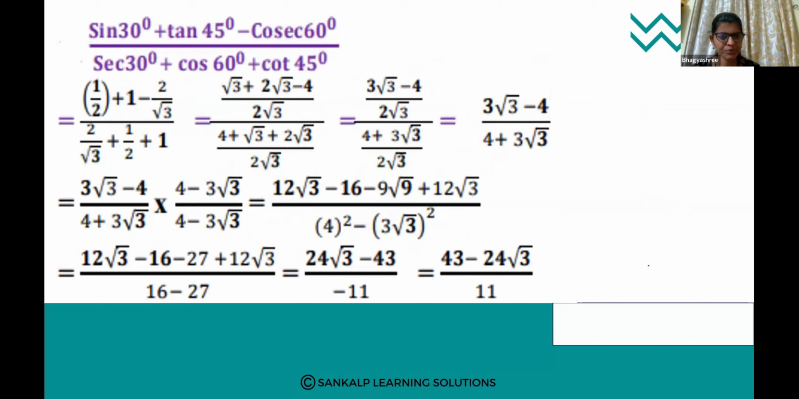Next. Sin 30 degree plus tan 45 degree minus cosec 60 degree divided by sec 30 degree plus cos 60 degree plus cot 45 degree.